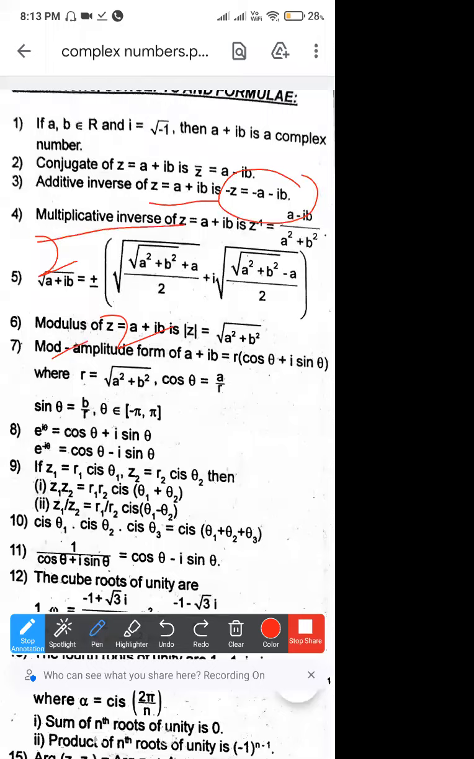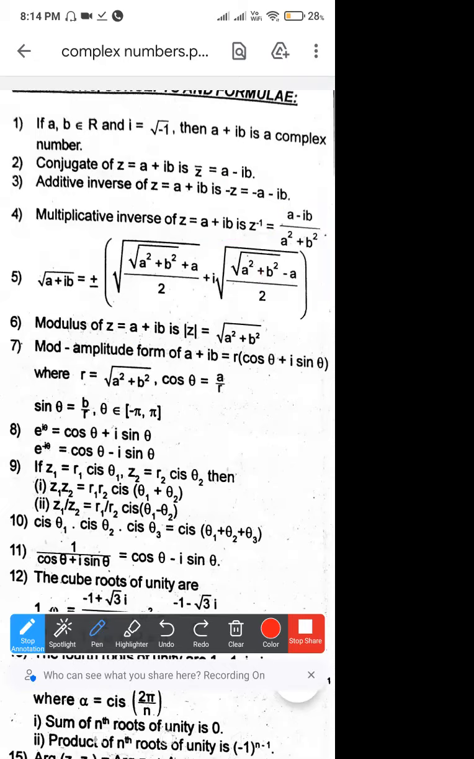Next, multiplicative inverse. It means that multiplicative inverse of 2 is 1 by 2. We need a number such that if we multiply with that number, we should get 1. This is multiplicative inverse. So z is equal to a plus ib, then z inverse, or the multiplicative inverse of z, is a minus ib divided by a square plus b square.